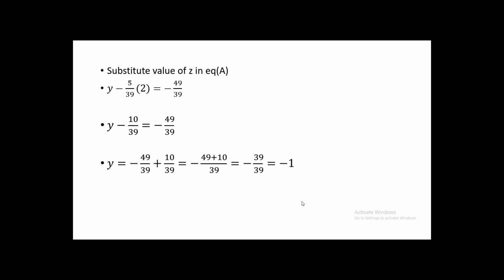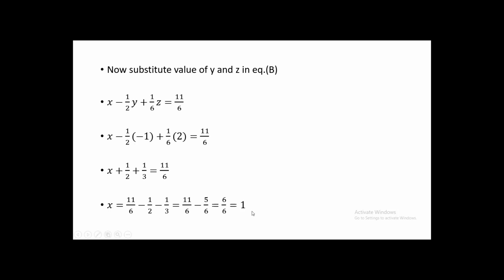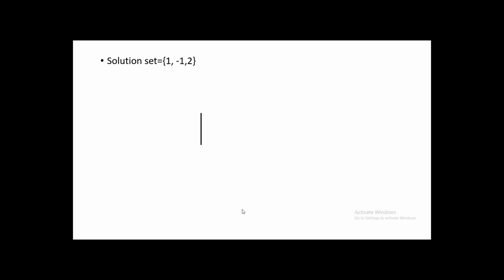Now I'm going to substitute the value of z in equation A. When I did that, I got the value for y, that is y equals minus 1. Now I'm going to substitute the values of y and z in equation B. This was initially my equation B. When I substitute the values for y and z, this is what I get, and finally I get the value for x, which is equal to 1. So the solution set is 1, minus 1 and 2.